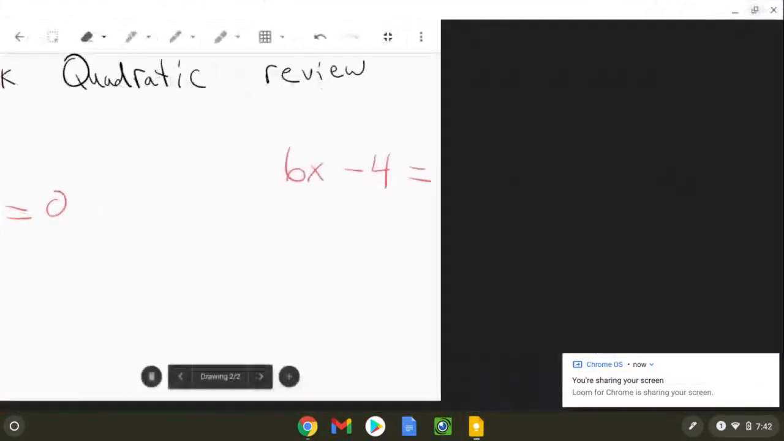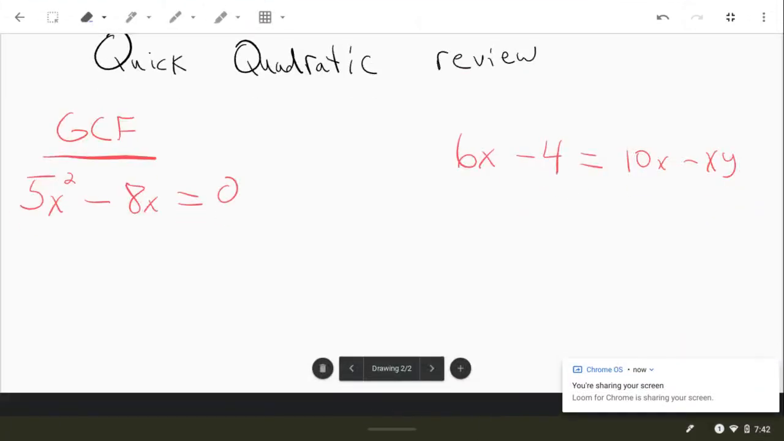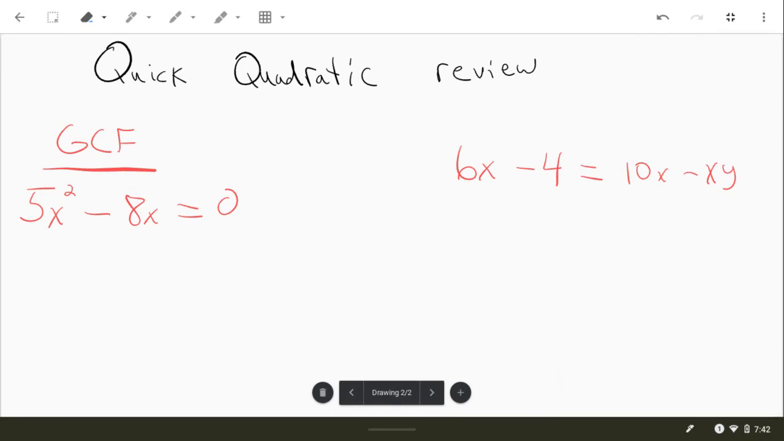All right, guys, real quickly here, I want to do a little review on factoring quadratics, or solving quadratics, where different techniques are involved. Actually, this one over here is not even the one on my right-hand side. It's not even a quadratic here. But one technique involves looking for the greatest common factor.